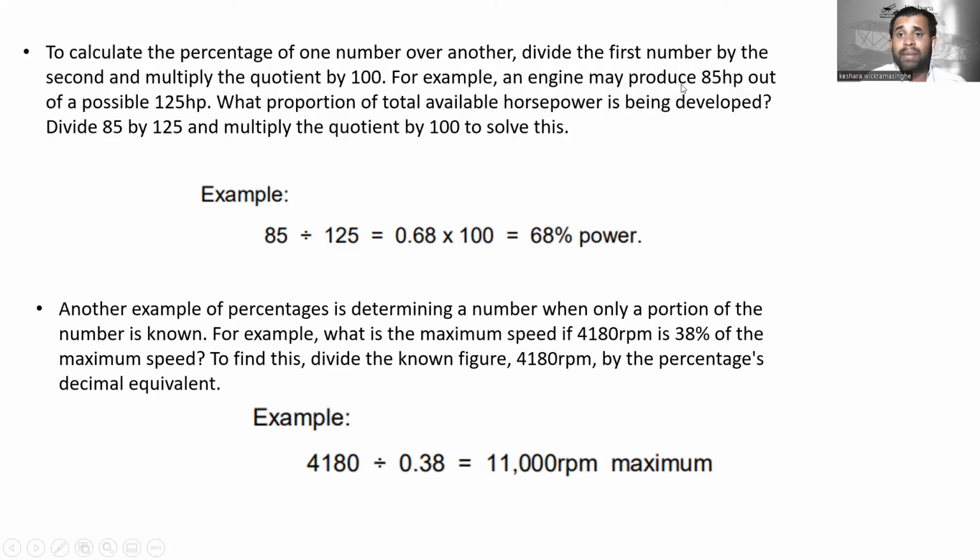For example, an engine may produce 85 horsepower out of a possible 125 horsepower. What proportion of total available horsepower is being developed? Divide 85 by 125 and multiply the quotient by 100 to solve this, right? So 85 divided by 125 equals 0.68, times 100 is 68% power. Another example of percentage is determining a number when only a portion of the number is known. For example, what is the maximum speed if 4180 rpm is 38% of the maximum speed? To find this, divide the known figure, 4180 rpm, by the percentage decimal equivalent. Right, so 4180 divided by 0.38 equals 11,000 rpm maximum.